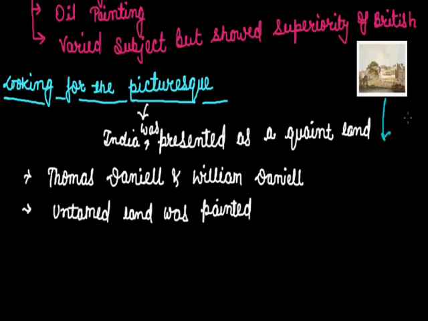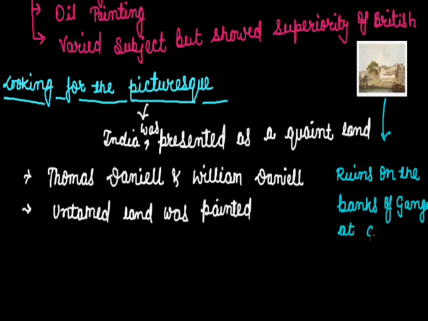This picture is also an example of picturesque, and this picture shows ruins on the banks of the Ganges at Gazipur. This painting was made by Thomas Daniel, and it is an oil painting made in 1791. In this painting, the ruins of local buildings that were grand once were shown. The buildings are reminders of past glory, remains of an ancient civilization that was now in ruins. It was as if this decaying civilization would change and modernize only through British governance.